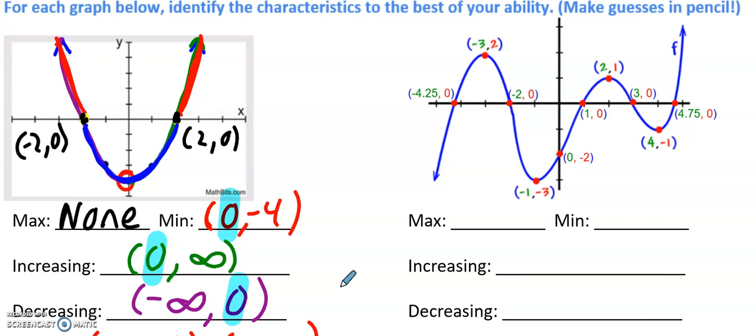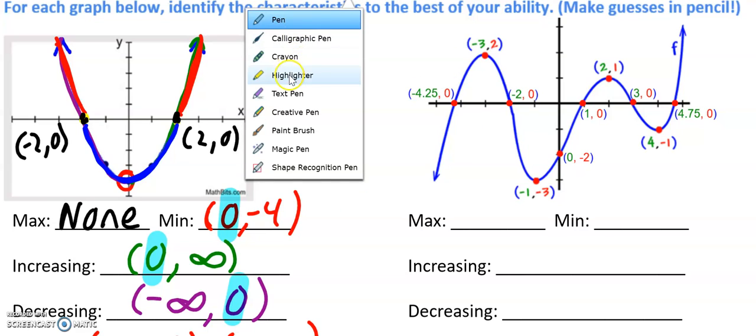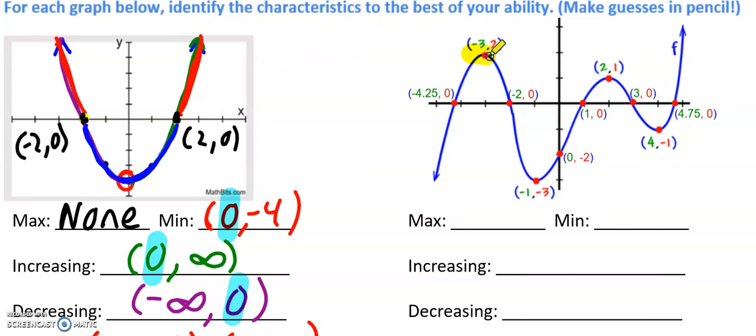Okay. Let's see the next one. We're going to do this together as well. Let's just jump right into it. We have two maximums, a maximum here and a maximum here. Those are maximums because the function is changing from increasing to decreasing at both of those. So I'm going to write those as points. This is the point -3, 2. And then I also have the point 2, 1.